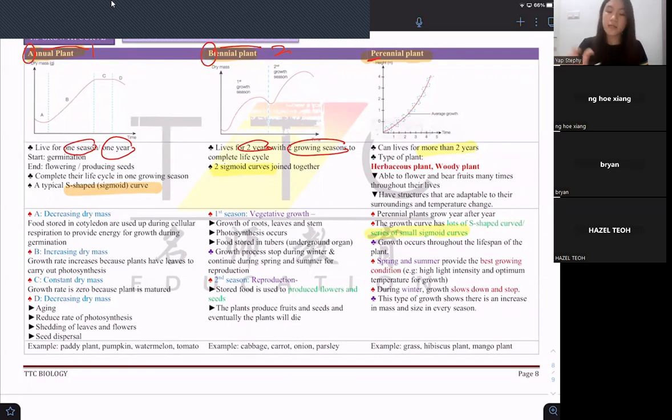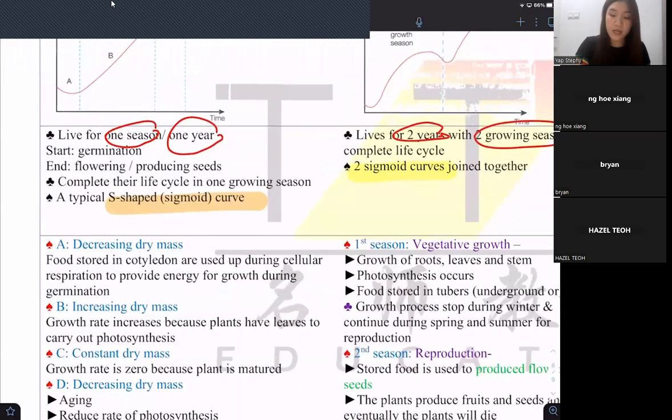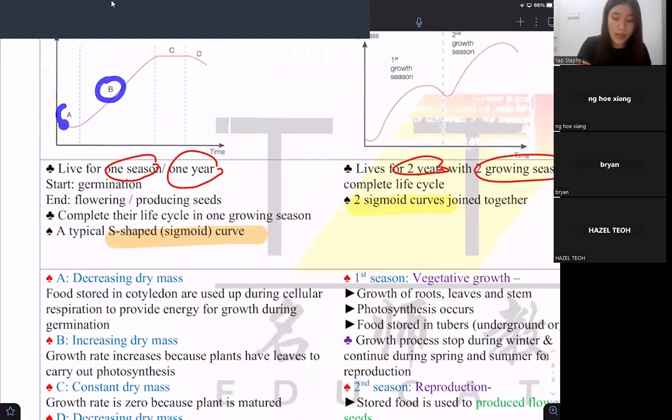Okay, so the most important one is the annual plant, because for the annual plant, normally in the exam question, they will show you the graph and ask why the dry mass decreases, and also ask you to state the differences between A and B. It's very obvious that for A the dry mass decreases, but for B the dry mass increases. So why do these two show different results?